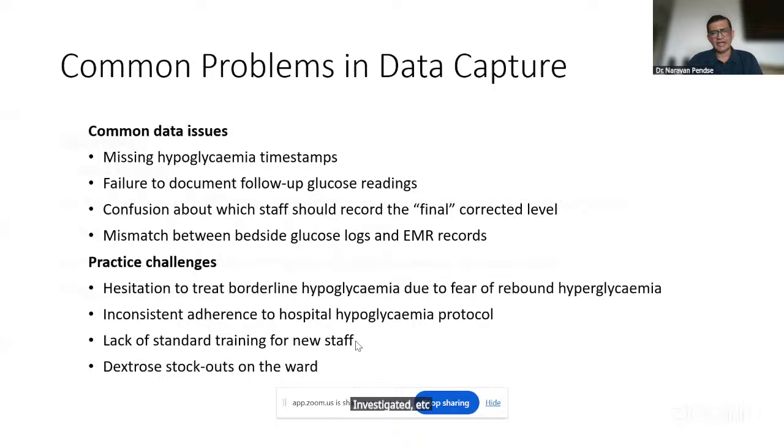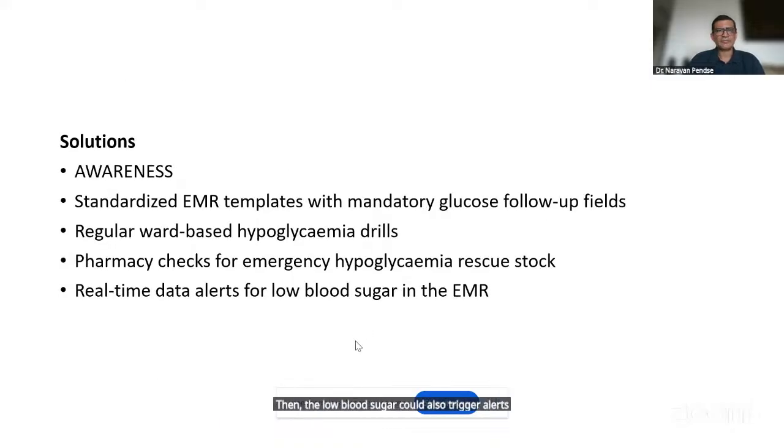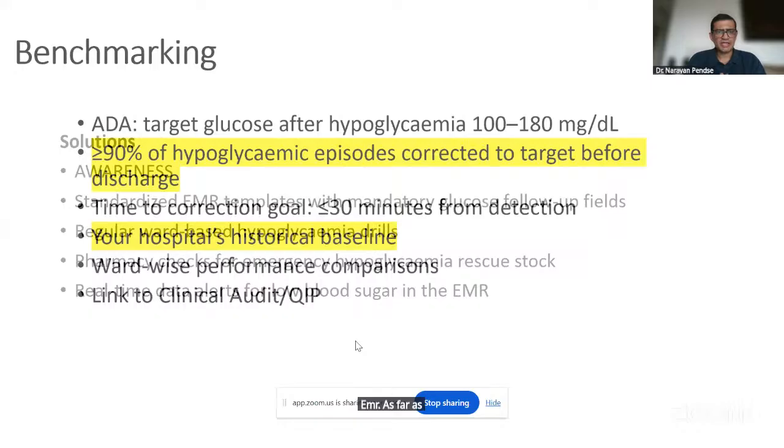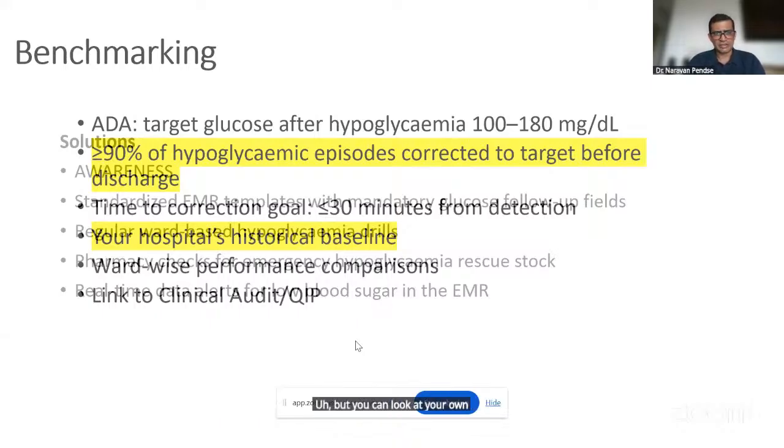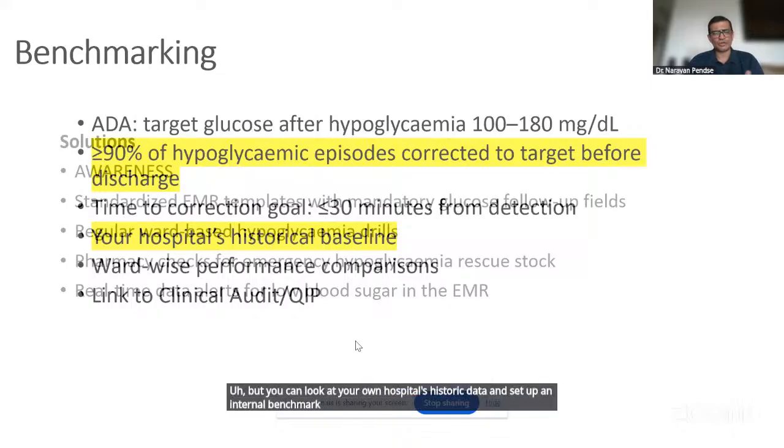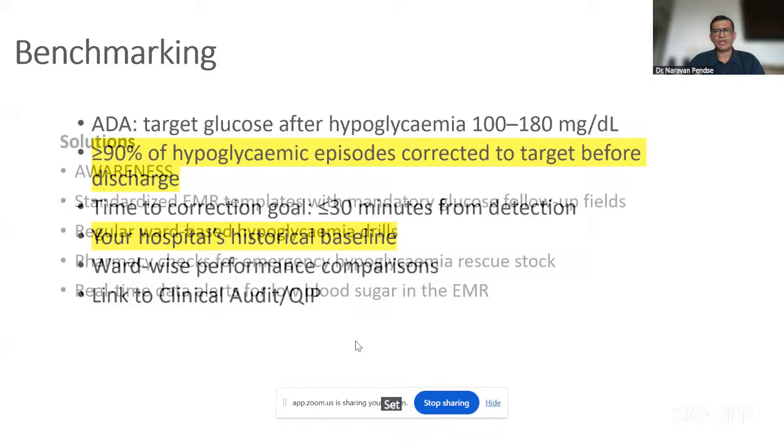And if you have direct device integration with your EMR systems, then the low blood sugar could also trigger alerts in the EMR. As far as benchmarking is concerned, the expectation or ideal benchmark would be at least more than 90%. But you can look at your own hospital's historic data and set up an internal benchmark accordingly. Like Dr. Munkur also mentioned, if you have around 50-60% compliance, set your target to move towards 90% and work towards this.